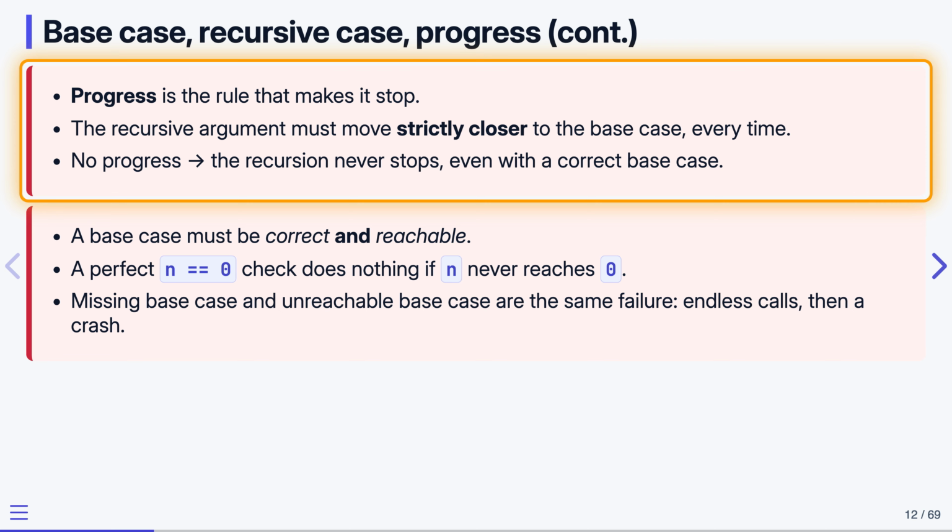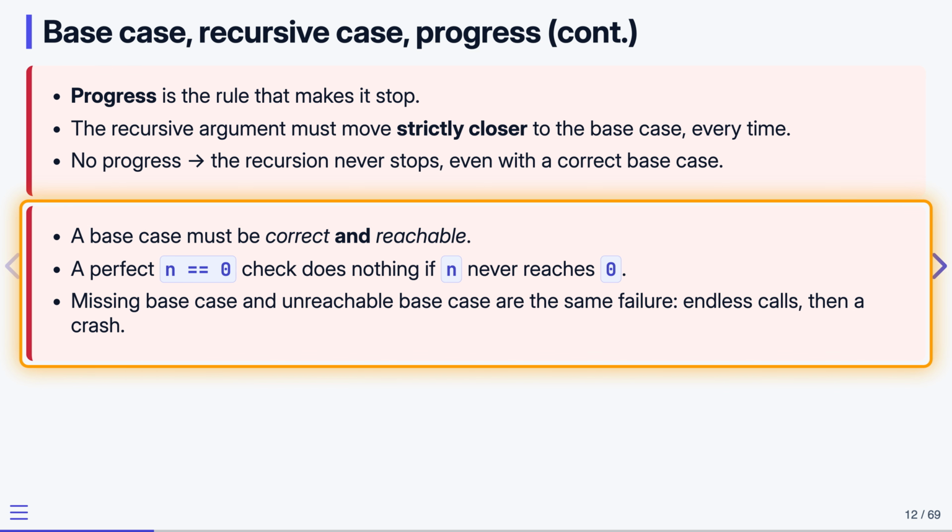Now the one duty. It is called progress, and it is the rule that makes the recursion stop. The value you pass to the recursive call must move strictly closer to the base case every time. With no progress, the recursion never stops, even if the base case looks correct.